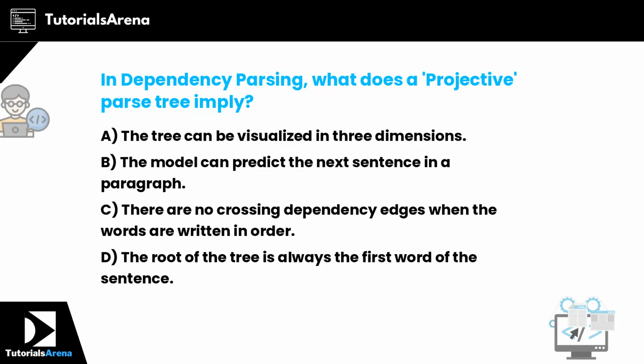In dependency parsing, what does a projective parse tree imply? The correct answer is option C. There are no crossing dependency edges when the words are written in order.